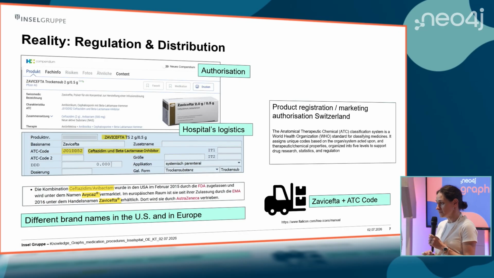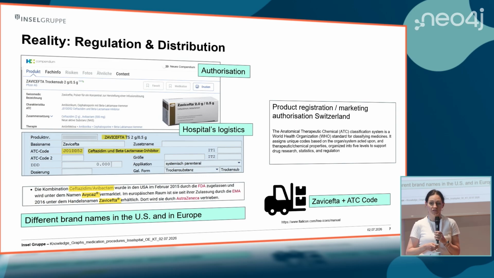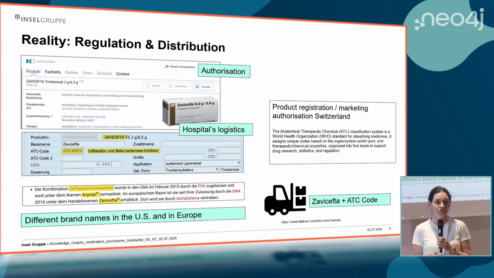From the logistics system, regulation and distribution, we get this information. If we buy this product, our hospital pharmacy puts it in a system. So we have the description of the medication, the ATC code, which exactly describes the substance, and the quantity of the substance in this product. There are also different brand names in Europe and in the USA, so we have a first difference in the description of this product, and of course a different registration authorization in Switzerland, which might differ from the European Union.